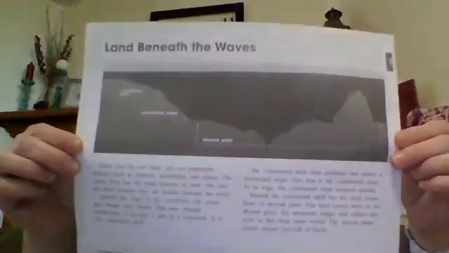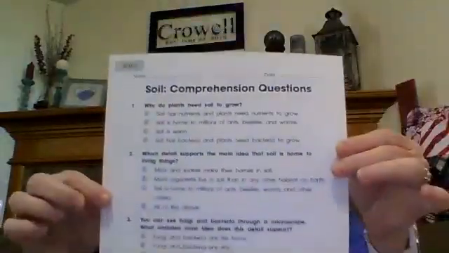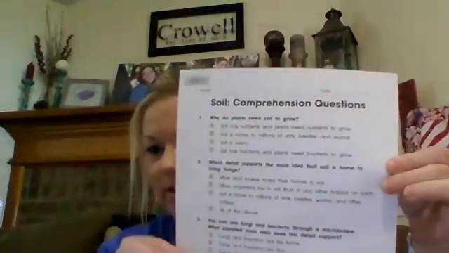Okay, then it says read Land Beneath the Waves. Then write down how the land beneath the waves is similar to the land above water. How are they different? So you're going to read this, and then maybe you could draw a Venn diagram showing how it is alike and how it is different. Okay, then you're going to read the passage about soil. So it looks like this. And then you're going to check your understanding and your comprehension on this. Just an easy 4 questions.